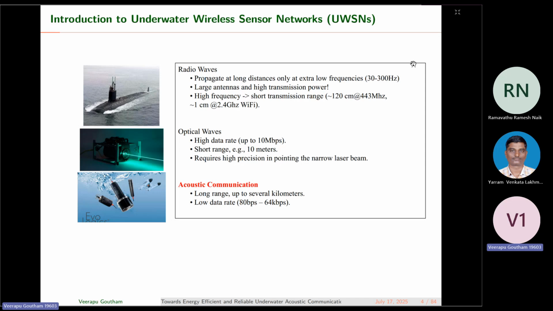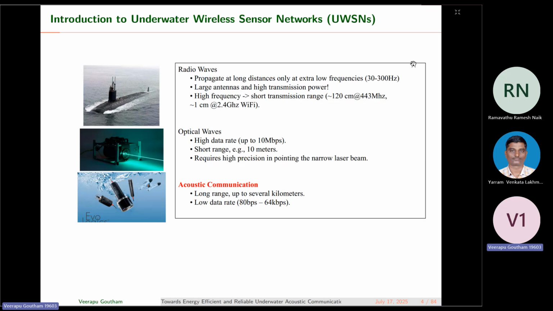Now, in wireless communications, what are the different technologies we know? What are the different signals we can use? One is radio signals, another is optical signals, and the third is acoustic signals. When coming to RF signals, the problem is that this medium is a conducting medium. To transmit RF signals in underwater, the energy is absorbed very highly. Due to that, the signals cannot travel for longer distances.